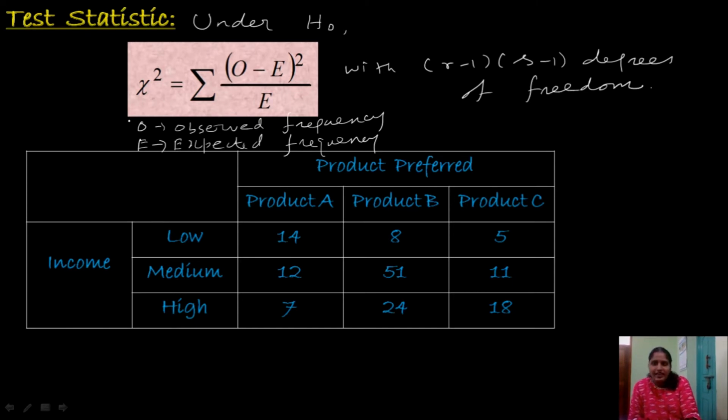To calculate the value of chi-square, we need the values of expected frequencies in each cell. So by making use of the observed frequencies, we have to calculate the expected frequencies. Let me show you the observed frequencies given in the problem. Before calculating the expected frequencies, let me first calculate the row total and column total and also the whole total. So first let me calculate the row total.